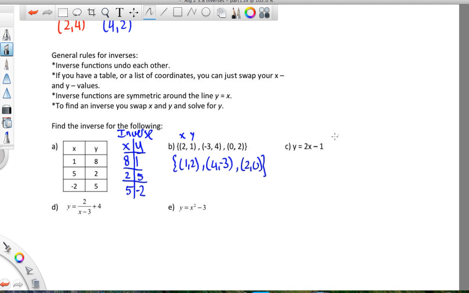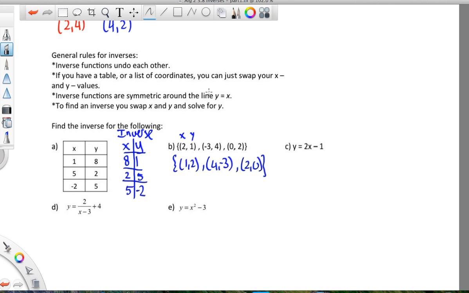Then we get to this over here. Inverse functions are symmetrical at the line y equals x. We'll see that here in a second. We'll go back to that, and definitely take another look at that when we look at inverses some more next time.